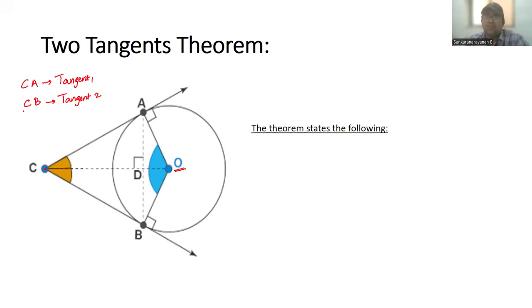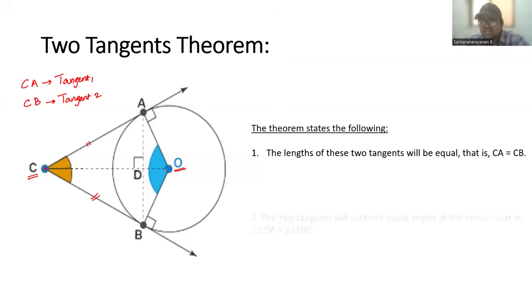Okay. Now, please note that the tangents drawn from the same point to the same circle will be equal in length. Look at CA and look at CB. I can see that CA will be equal to CB. The tangents drawn from the same point to the same circle will be equal in length. CA will be equal to CB.